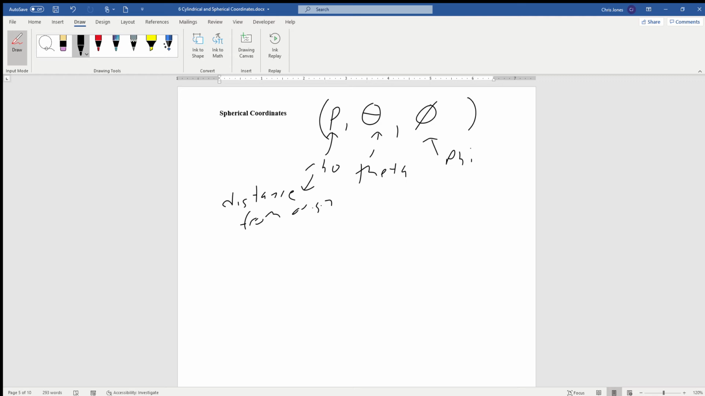Theta is basically the angle swept from the positive x-axis. And phi is the angle from the positive z-axis. So in reality, phi is the only new angle that we're looking at.